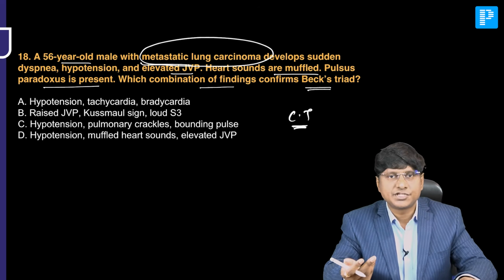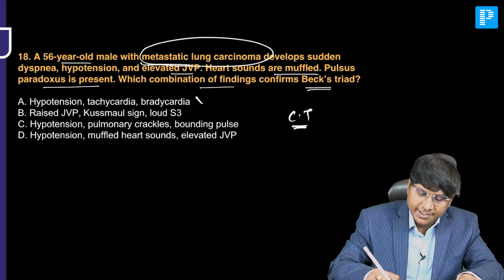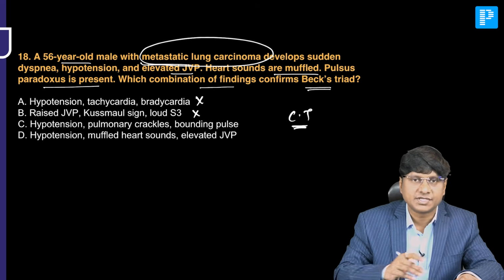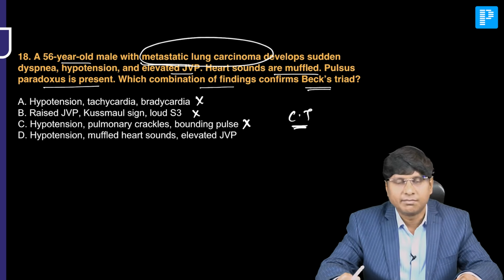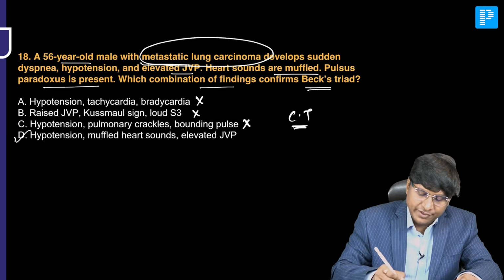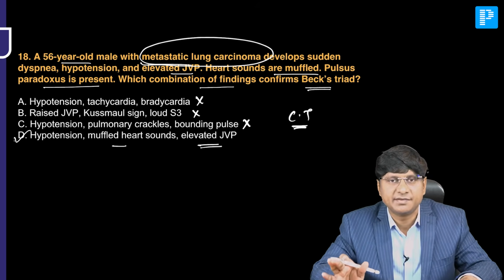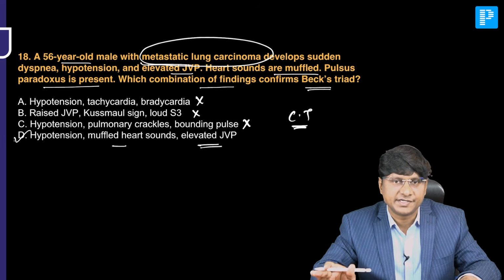So what are the features of Beck's triad? The options: hypotension, tachycardia, bradycardia, wrong. Raised JVP, Kussmaul sign, loud S3, wrong, because Kussmaul sign is absent in cardiac tamponade. Hypotension, pulmonary crackles and bounding pulse will be wrong, as bounding pulse is not a feature in cardiac tamponade. Whereas hypotension, muffled heart sounds as well as elevated JVP is your Beck's triad in patients with cardiac tamponade. These patients require emergency pericardiocentesis.